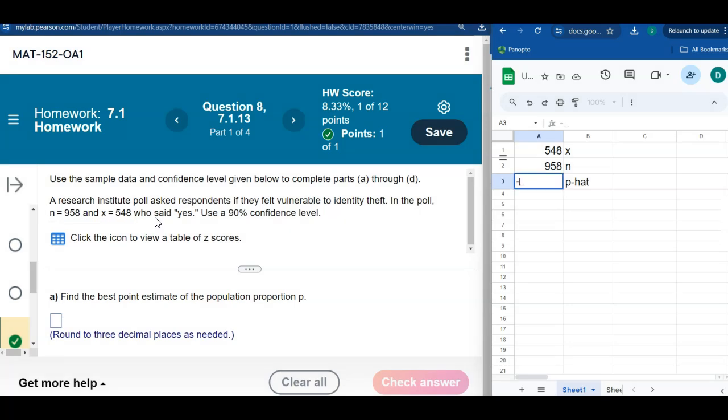But P hat is always X divided by N, and X is always going to be smaller than N. So there's P hat. If it gives you more decimals than you want, you can use the decrease decimal icon here to only get a few decimal places. Alright, so that's the first thing we need.